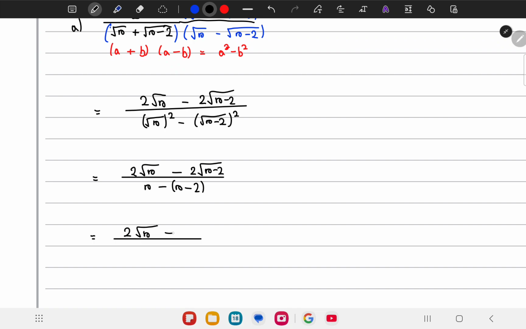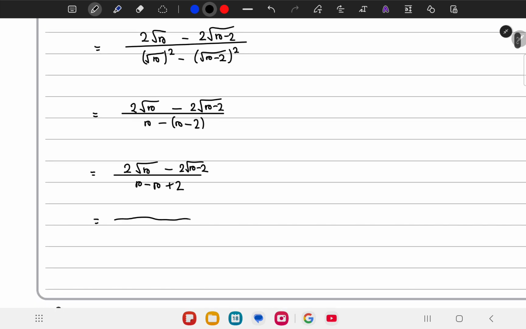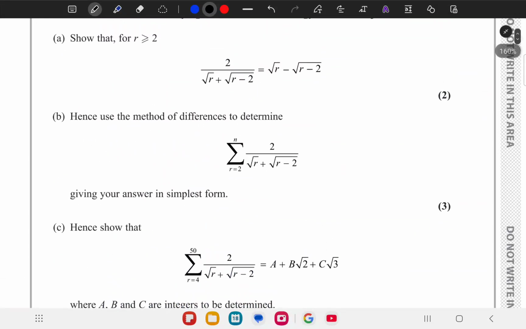This comes out to be 2 root r minus 2 root r minus 2 divided by r minus r plus 2. This is 2 root r minus 2 root r minus 2 by 2. So we can divide everything by 2 and get root r minus root r minus 2. You can show one more step before this. You can just take the 2 out here. Root r minus 2. Show how the 2 gets cancelled, and this is what we had to show.